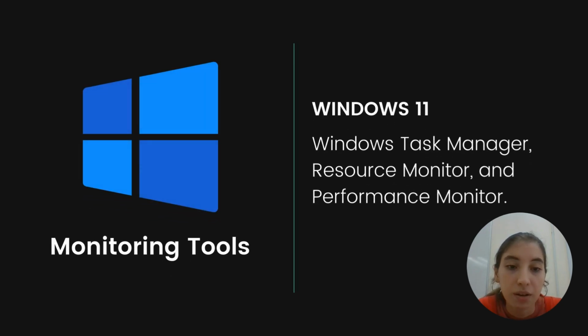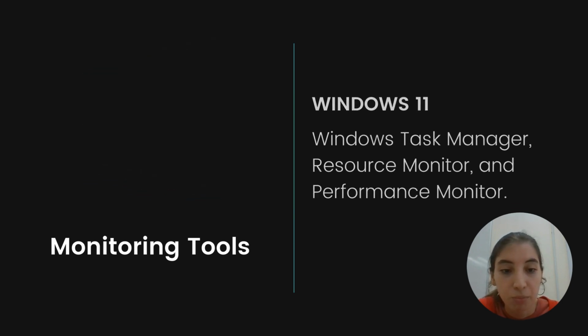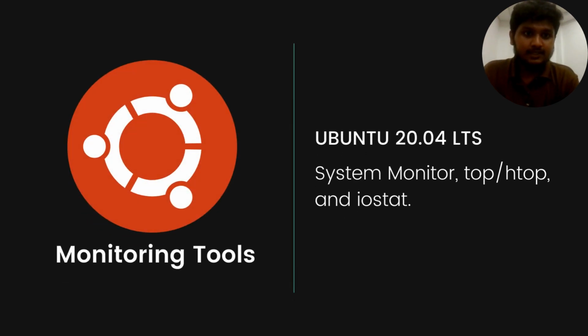For Windows 11, we have used many monitoring tools to check the performance. One of them is Task Manager, Resource Monitor, and Performance Monitor. We focused on these three because of their simplicity of use and availability. They are very easy to access and they are available on every Windows. For Ubuntu 20.04 LTS, we have used System Monitor and CLI tools like top, htop, and iostat, and some other tools.